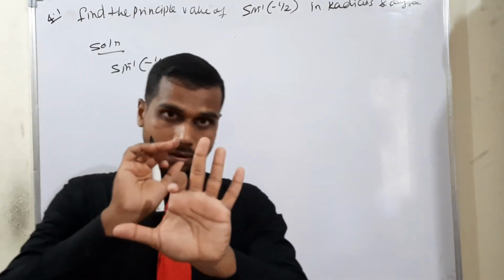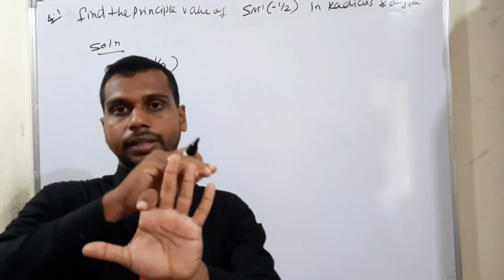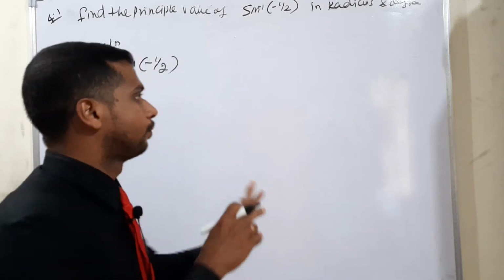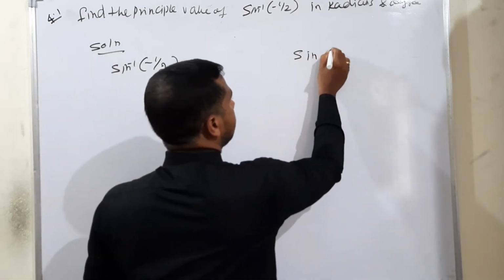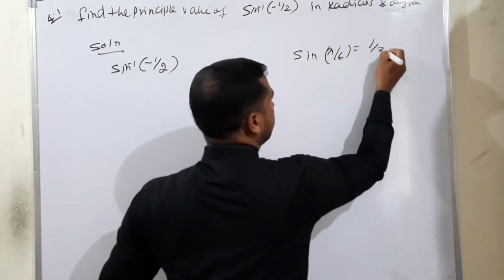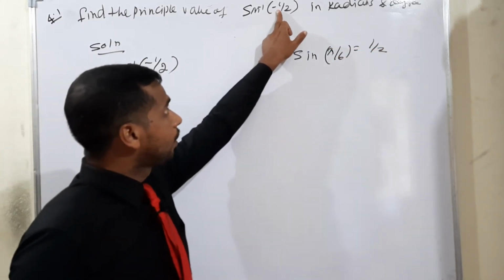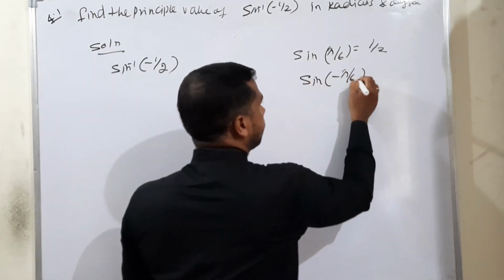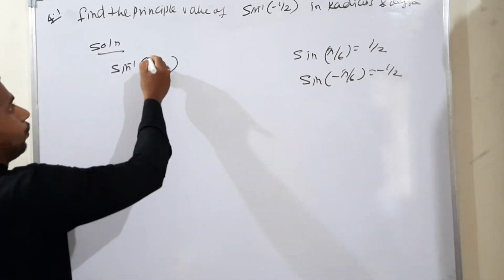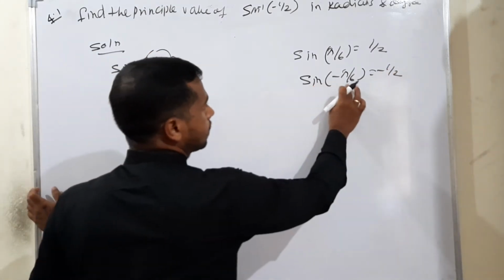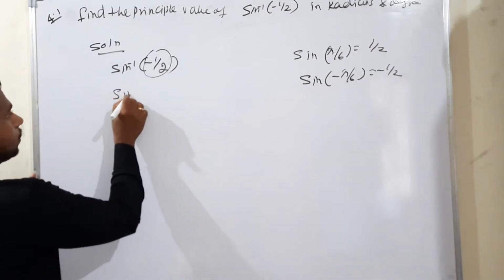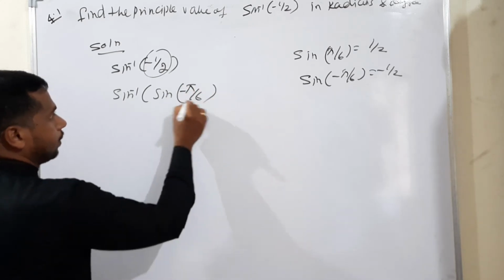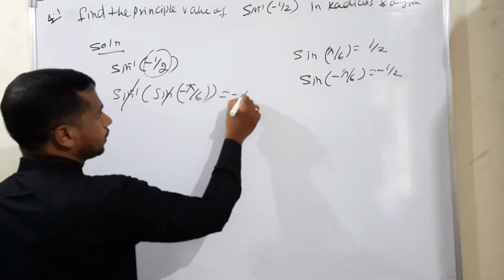Therefore in degrees it is 0 degree, 30 degree, like that. So what is the value of pi by 6? This is pi by 6. Therefore we can say sine pi by 6 is equal to 1 by 2. But we have minus 1 by 2 in the question. Therefore sine of minus pi by 6 means minus 1 by 2. So instead of minus 1 by 2 we can write sine of minus pi by 6. So sine inverse of sine of minus pi by 6 cancels, giving negative pi by 6.